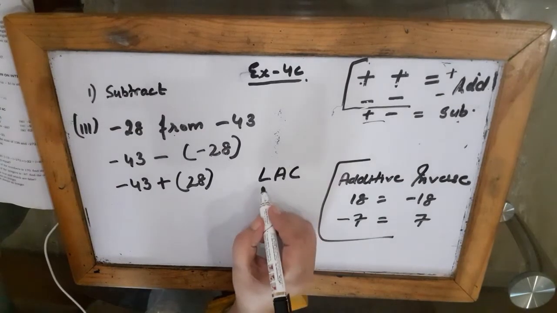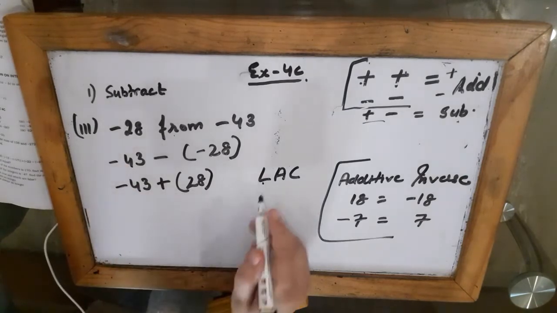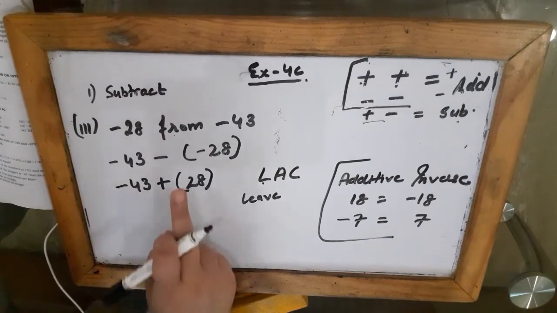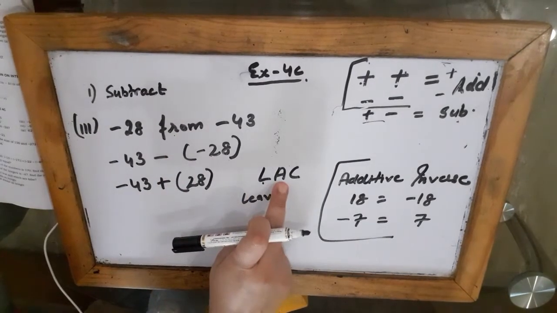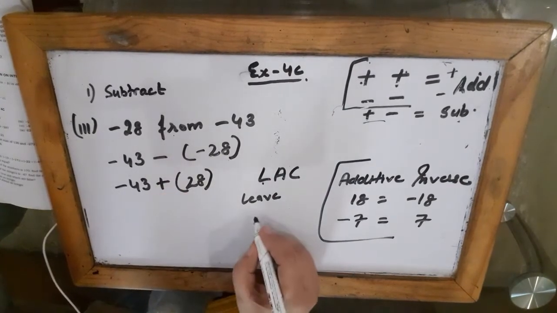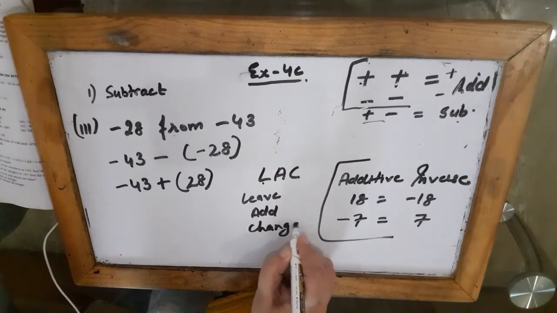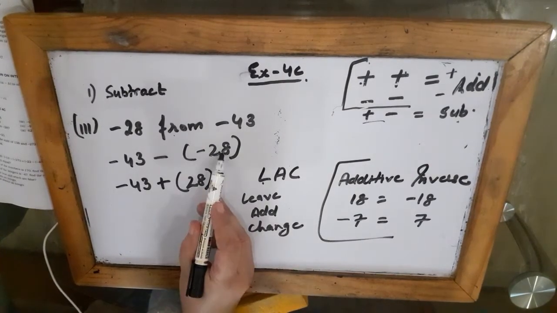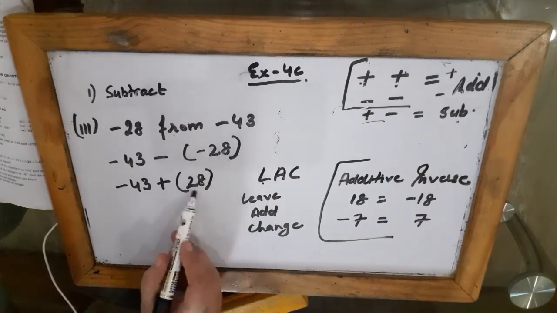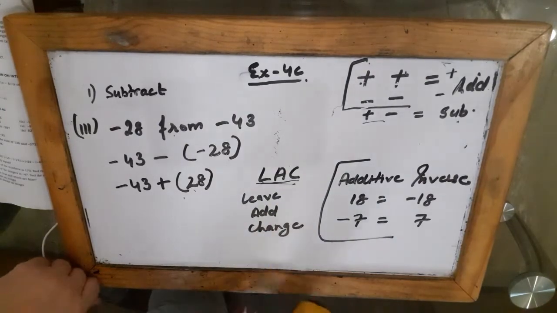You can learn the rule of LAC. Leave the first number as it is. The second is add, means this sum of subtraction I will change into a sum of addition. And third is change. Change means I have to change the sign of the second integer. Leave, add, and change the sign of the second integer. So you can learn this LAC.